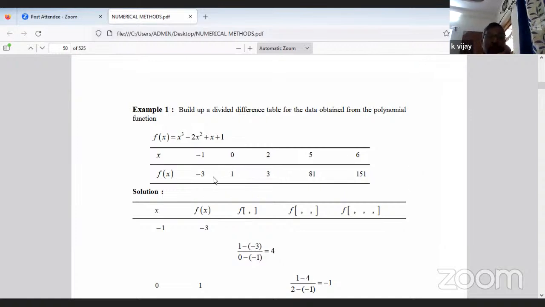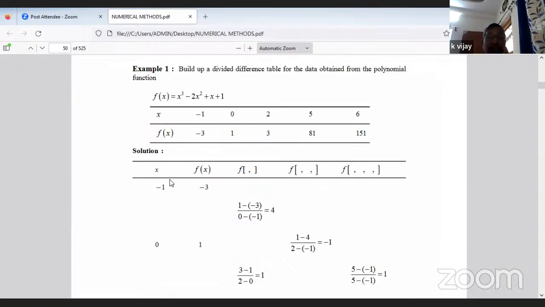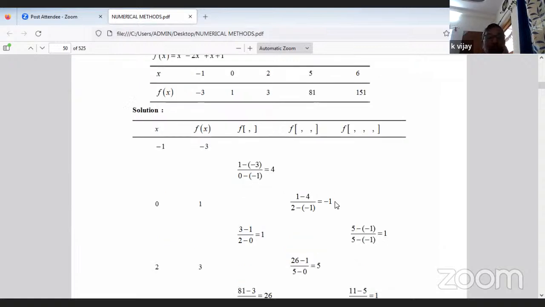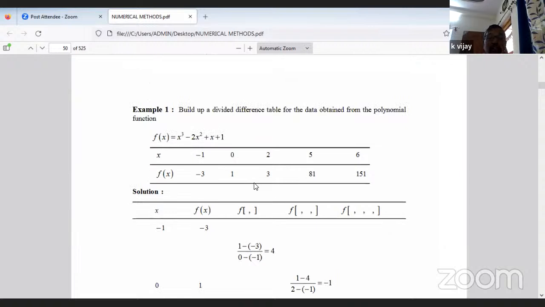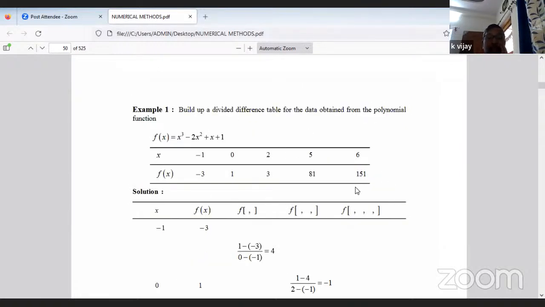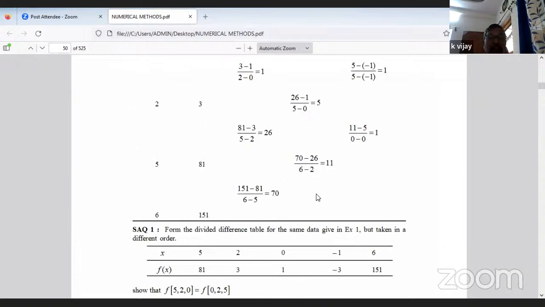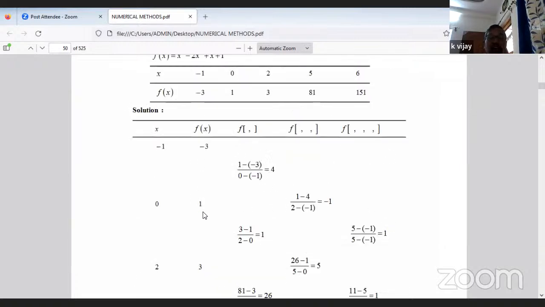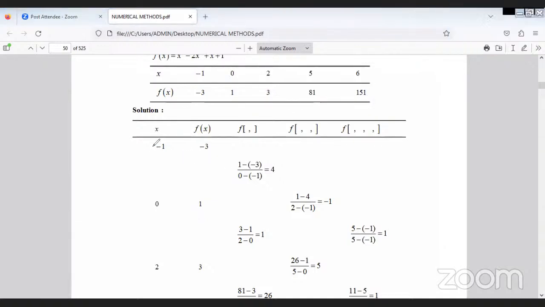Minus 1, 0, 2, 5, 6, minus 3, 1, 3, 81, 151. So f of x, f comma, f double dot. See here, the x values are minus 1, 0, 2, 5, 6, and the f values are minus 3, 1, 3, 81, 151. Tell me what is that value? Minus 1, minus 3. We can write it or not? Yes, sir. Minus 1, minus of minus 3.